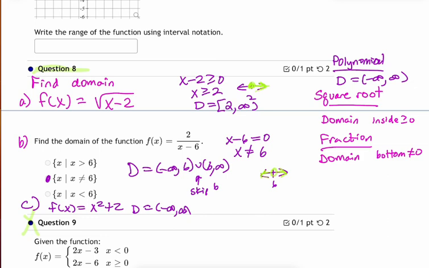Any questions about all the domain stuff in question 8?